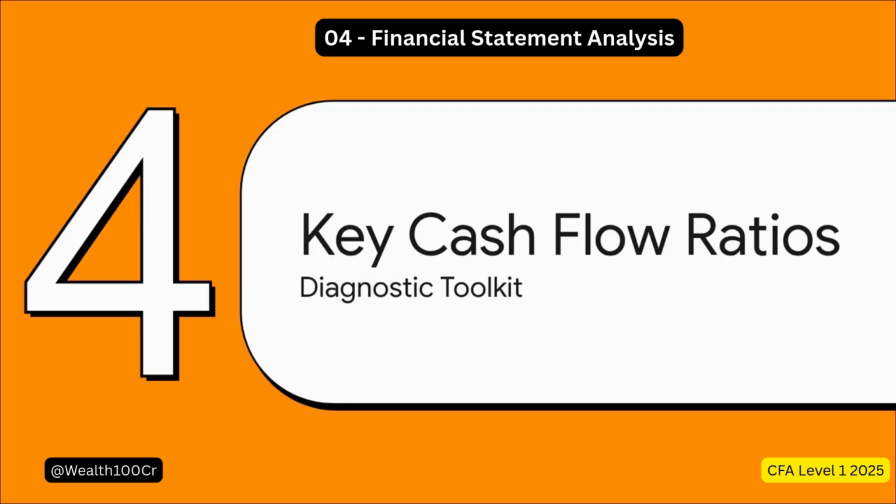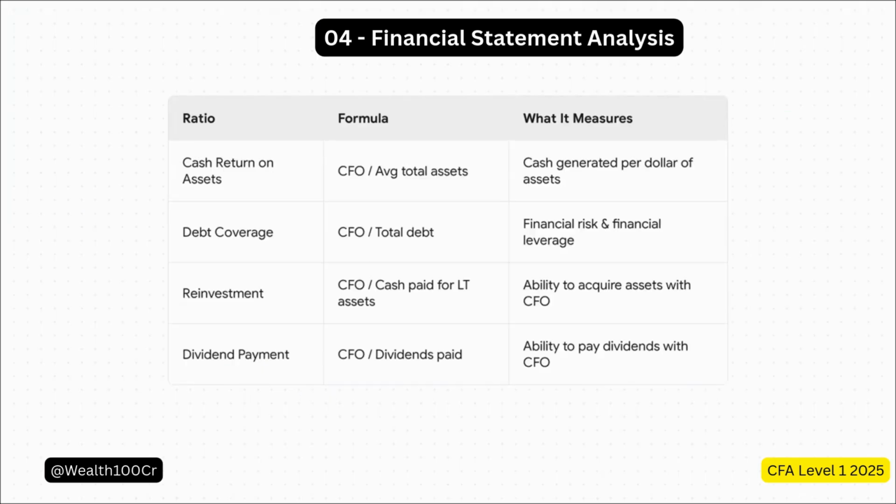Beyond just calculating free cash flow, we can use the cash flow statement to build out a powerful diagnostic toolkit of ratios. Think of these like a doctor's quick tests. They give us a standardized way to check the vital signs of a company's financial health and performance. This table shows 4 absolutely essential ones. And you'll notice they all use cash flow from operations as their starting point. They measure everything from performance, like cash return on assets, to solvency, like the debt coverage ratio.